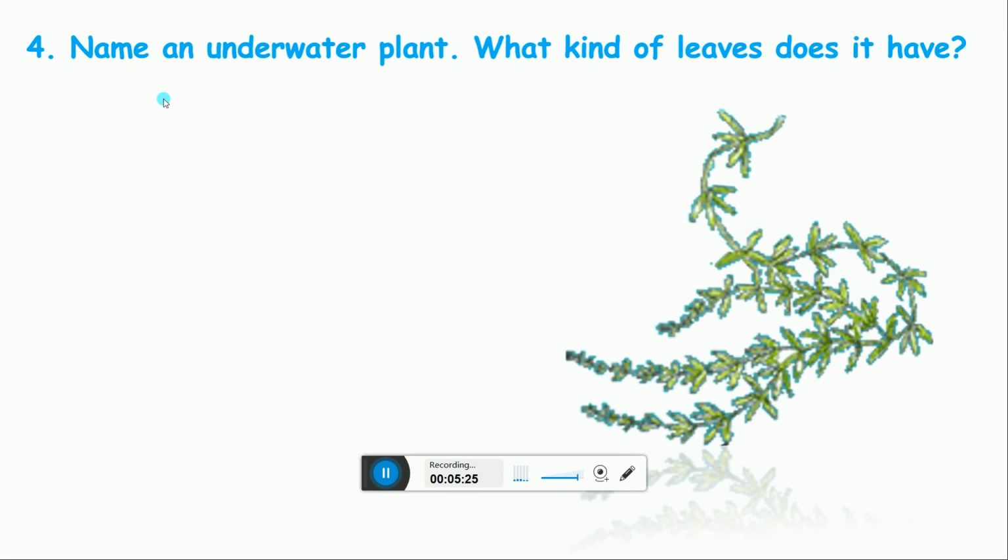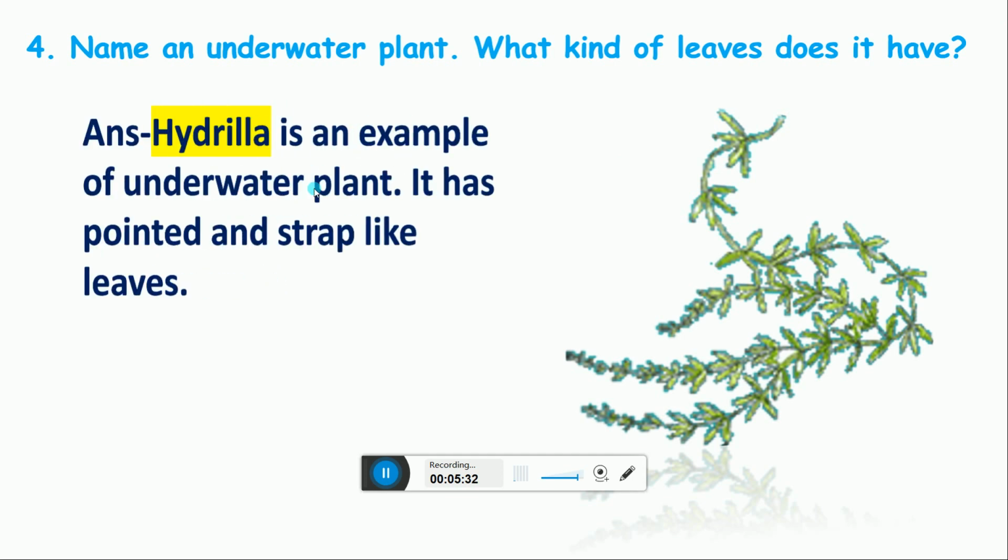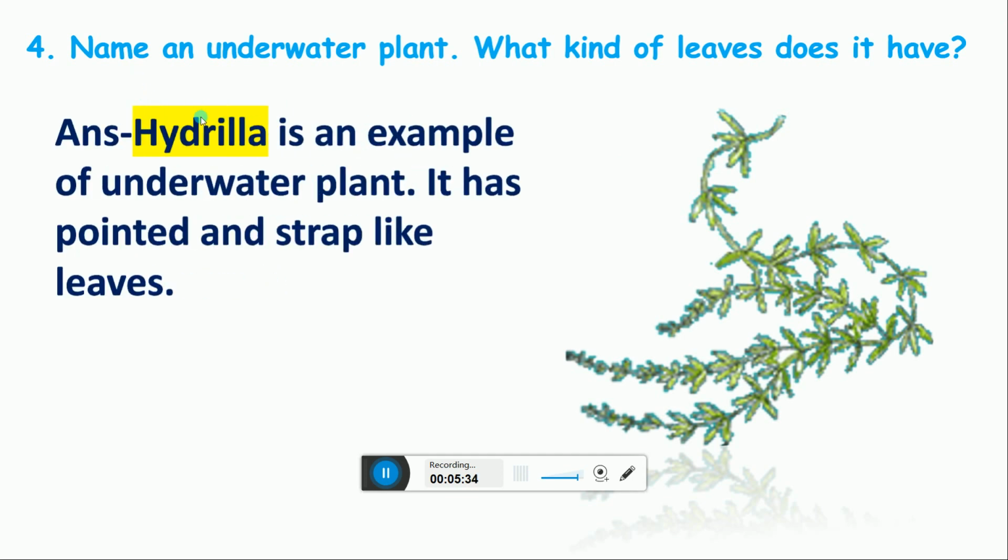And the very next question is name an underwater plant. What kind of leaves does it have? So the answer is hydrilla, which is an example of an underwater plant. It has pointed and strap-like leaves.